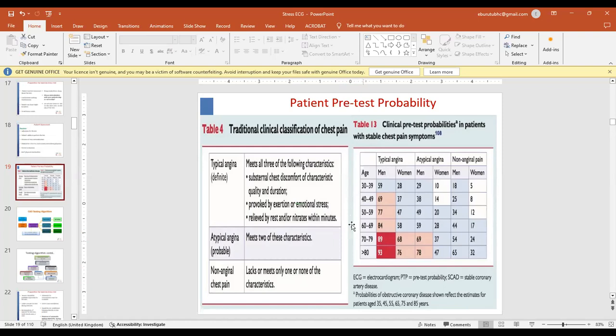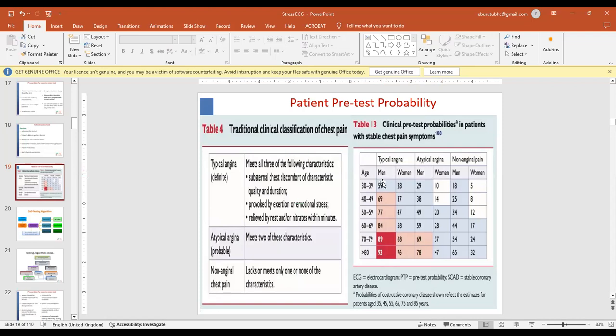Okay, 23-year-old male. If you look at our pre-test probability scale, that is why we said it's very important that we carry out this pre-test probability, because at the end of the day, it is going to affect the outcome of our test. So that chest pain that he's having, first we need to categorize it, whether it is typical angina or non-anginal. In determining this, does he have a substantial chest discomfort of characteristic quality and duration? Is this discomfort provoked by exertion or emotional stress and also relieved by rest and/or nitrate within minutes? If he is having three of these features, that means he's having typical angina. If the patient is having only two of these, it is atypical angina. And if he's having none of these, it is non-anginal chest pain.